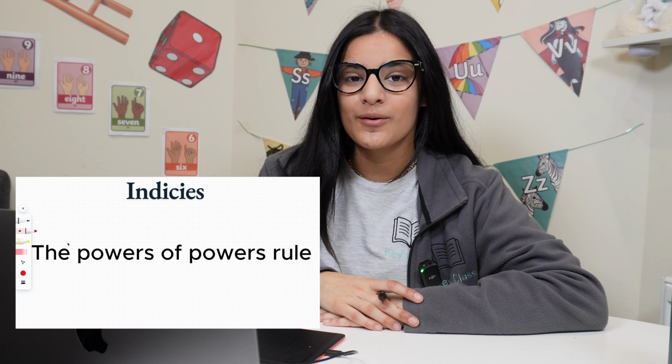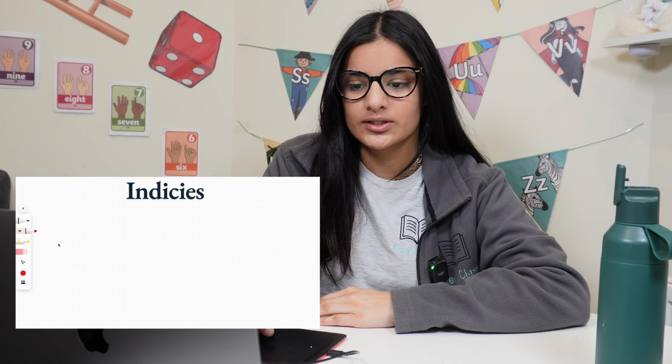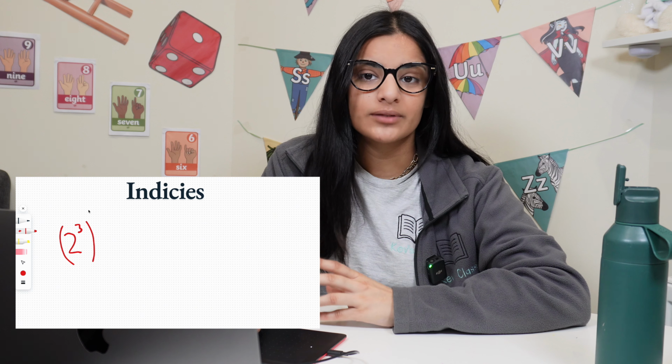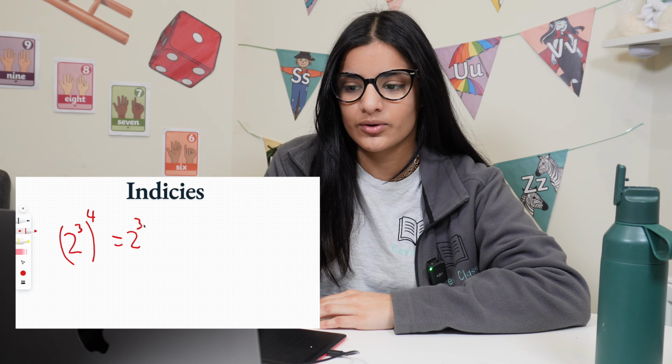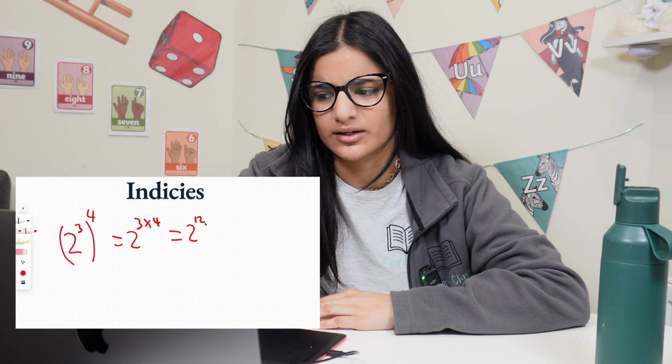Now let's look at the powers of powers rule. When you have a power raised to another power, like 2 to the power of 3, all to the power of 4, you multiply the powers. So you end up with 2 to the power of 3 times 4, giving us the answer of 2 to the power of 12. But again, why do we do this and how does it work?